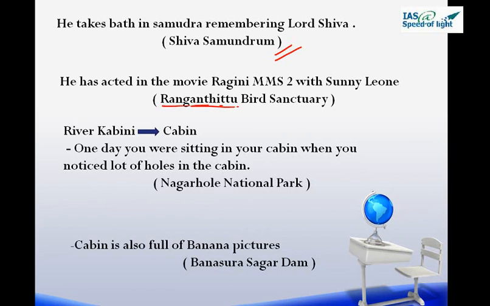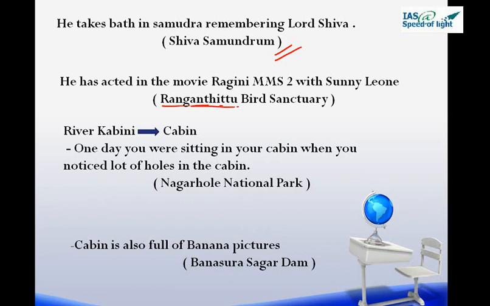One of the tributaries of Kaveri is River Kabini, and our image for Kabini will be a cabin, your office cabin or maybe your college cabin. One day when you were sitting in your cabin, you noticed a lot of holes in the cabin. Somebody has made holes in the cabin. Can you feel that you were sitting in your cabin, and some people made so many holes in it? Just see that complete picture, a colorful, emotional picture. So cabin and holes become Nagarhole National Park.